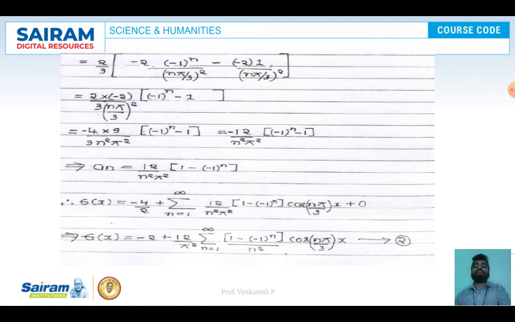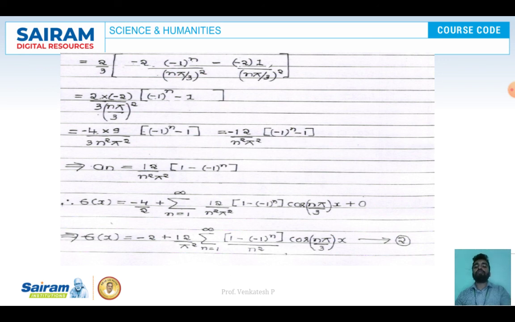So take a common factor of 2/(nπ/3)². So we got the equation like (2/3) into (-2/(nπ/3)²) into ((-1)^n - 1). So we got the equation like -12/(n²π²) into ((-1)^n - 1). Therefore the value of an will be equal to 12/(n²π²) into (1 - (-1)^n). So now replacing all these a0, an, bn in equation number 1.